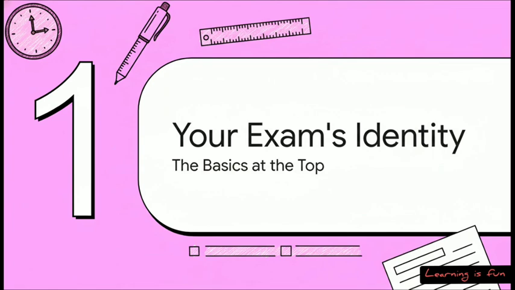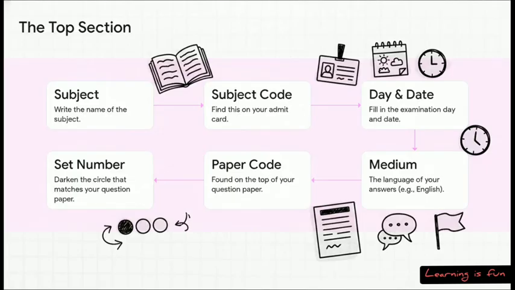Okay, let's start at the very top of the page. You can think of this section as giving your answer sheet its identity for the day. It's all about the what and when of your exam. This top part is actually really straightforward. First, you just write down the subject name. The subject code, that's right there on your admit card, easy. Then fill in the day and date. For the medium of answering, you'll just write English or Hindi. Now the question paper code and the set number, you'll find those printed right on the question paper itself once you get it. And for the set number, just make sure you darken that circle nice and completely.